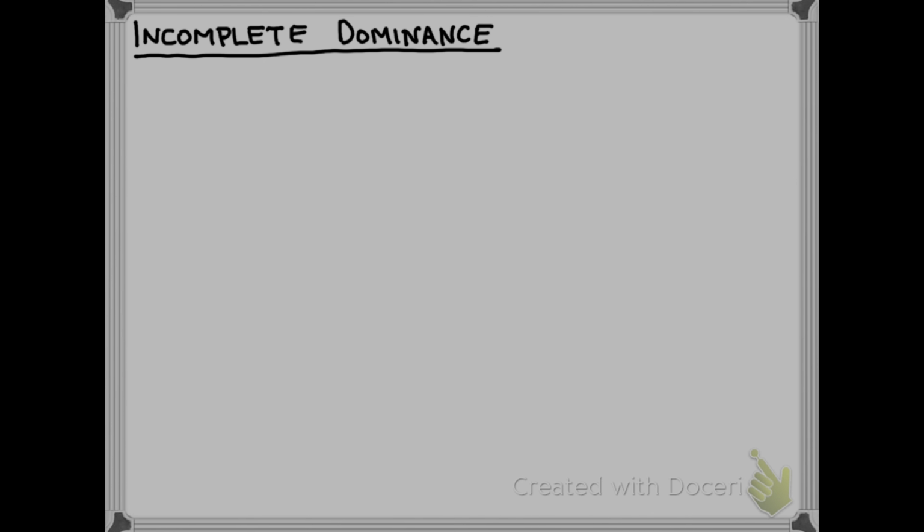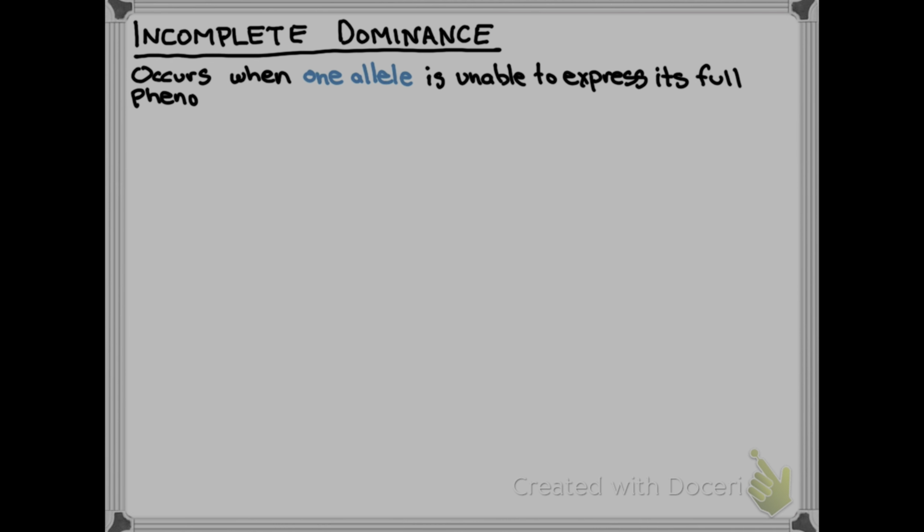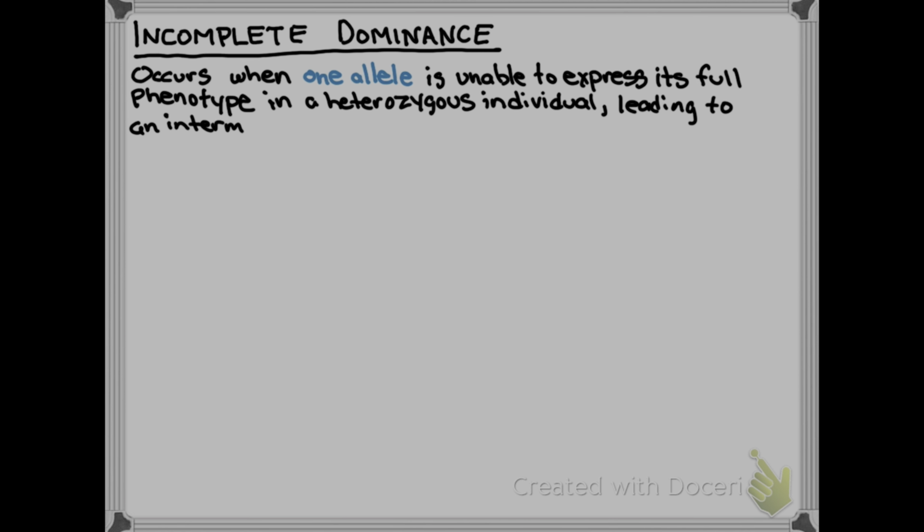In today's video, I want to talk about incomplete dominance. Let's start our explanation with a textbook definition of incomplete dominance. So incomplete dominance occurs when one allele of a gene is unable to express its full phenotype in a heterozygous individual, leading to an intermediate phenotype of both homozygous phenotypes or homozygotes.